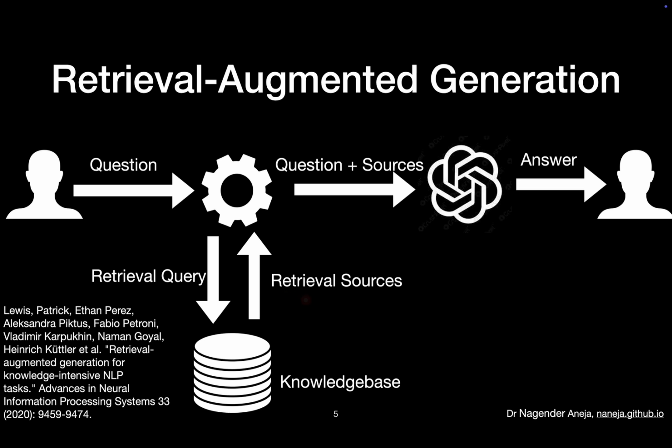So first you retrieve the relevant information, then augment: question plus the retrieved resources, this augmentation, and then the answer is generated by the large language model. So that's the very high-level overview of RAG.